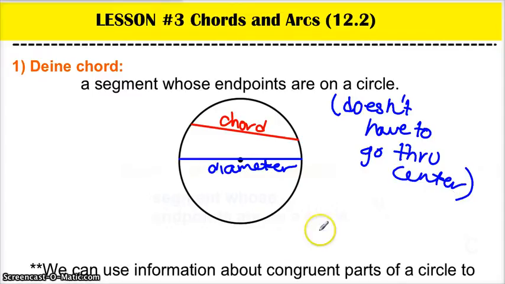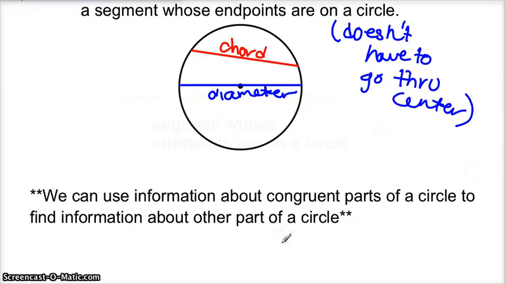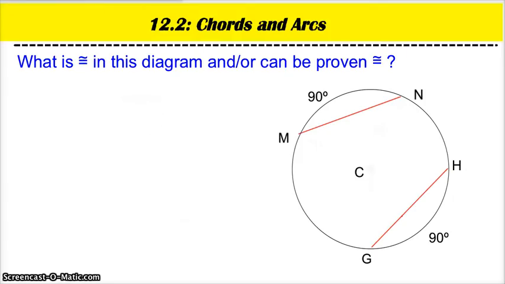We're going to use information about congruent parts of a circle to find out other information about parts of the circle. So this particular lesson is, I don't know, more weird than it is hard. There's a couple of things that you'll have to notice, and you'll be like, well, that makes sense, which it will, but then there's remembering it and seeing it. So whatever, let's just get started.